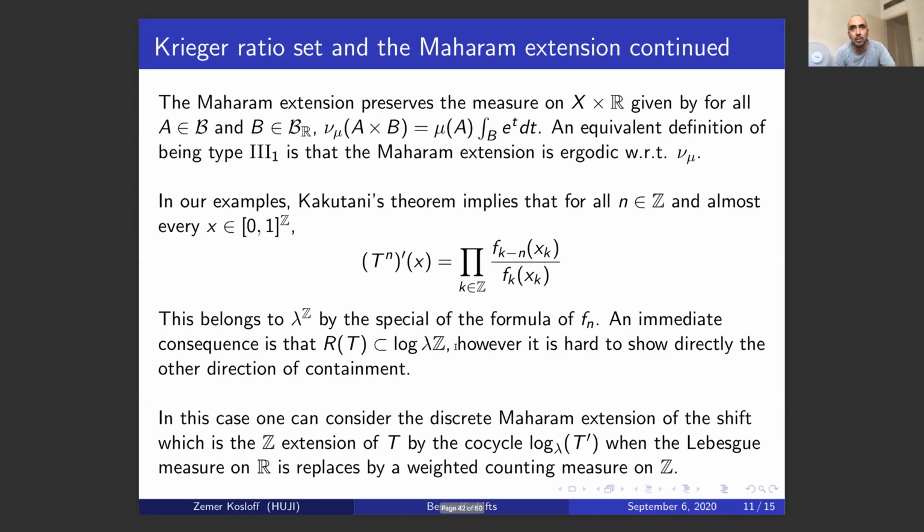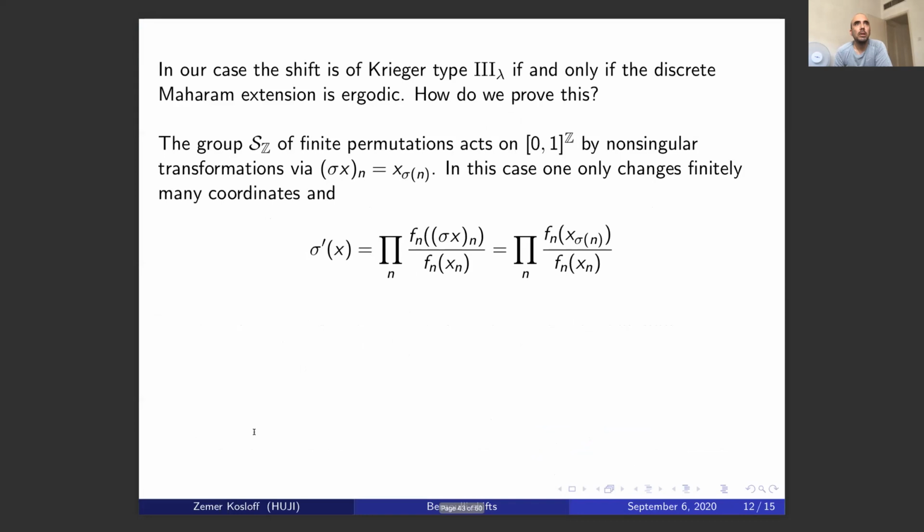In that case, what we do is we do the previous reasoning. We look at the Maharam extension of the shift, but because it takes values in lambda to the integer powers, we can take the log of lambda, and it's now a Z extension, and we can replace the previous measure by a weighted counting measure on Z. And in that case, you know that it's type III lambda if and only if this discrete Maharam extension is ergodic.